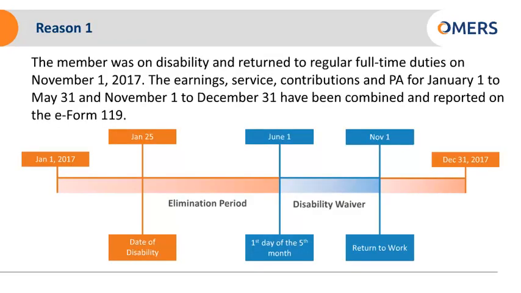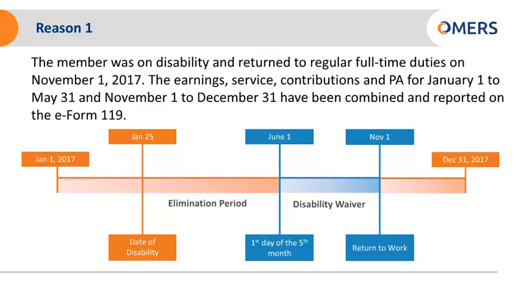Here we have a member on disability. In many cases, when the exceptions fire that the data on the Form 119 exceeds the data on the Form 143, it means that a member has returned to work in the current Form 119 year. In this example, the member returned to work November 1st. All information for January 1st to June 1st has already been reported to OMERS through the eForm 143, but the 119 must also capture November 1st until the end of the year.